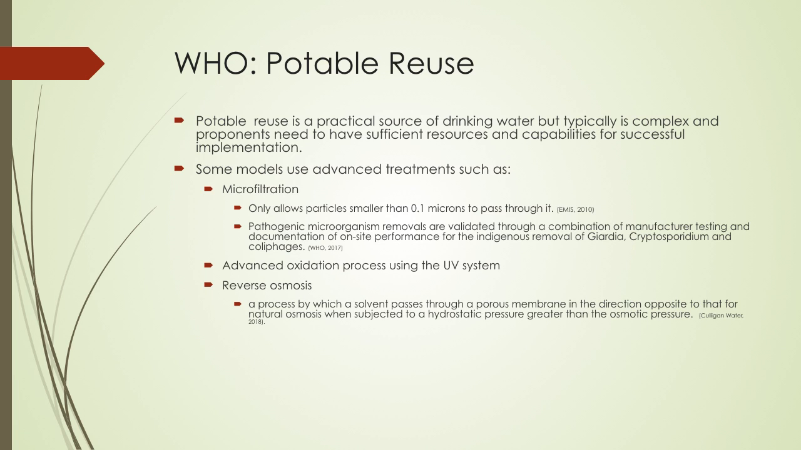There's also the advanced oxidation process using the UV system, and reverse osmosis, which is a process by which a solvent passes through a porous membrane in the direction opposite to that for natural osmosis when subjected to a hydrostatic pressure greater than the osmotic pressure. So essentially, in reverse osmosis, we're using hydrostatic pressure to create a gradient that only allows clean water to come through.